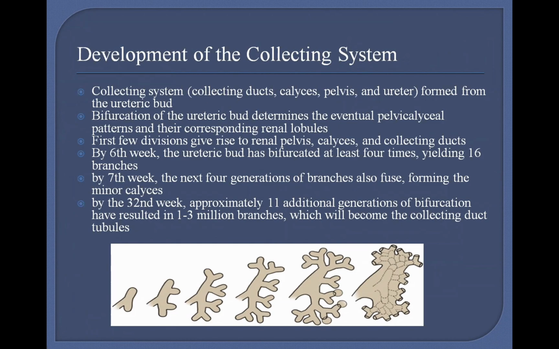By the 6th week, the ureteric bud will bifurcate at least 4 times, and by the 7th week, further generations of branches will form, giving rise to minor calyces. By the 32nd week, approximately 11 additional generations of bifurcation will occur. This will result in formation of 1 to 3 million branches, all of which will become the collecting duct tubules. So this is in brief the formation of the collecting duct system.